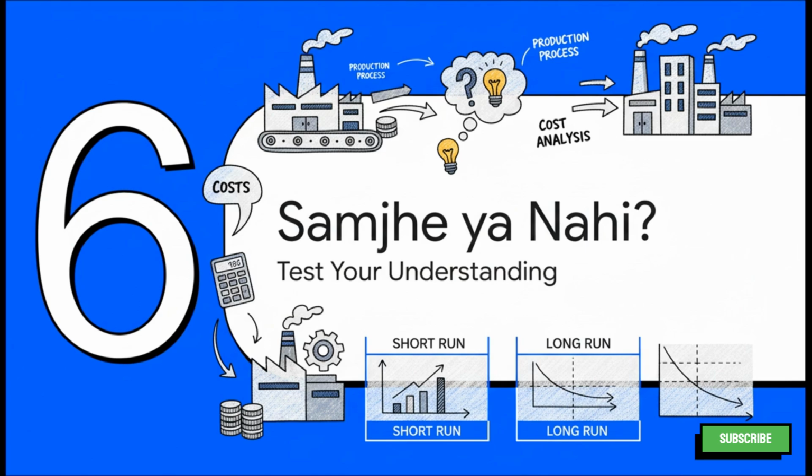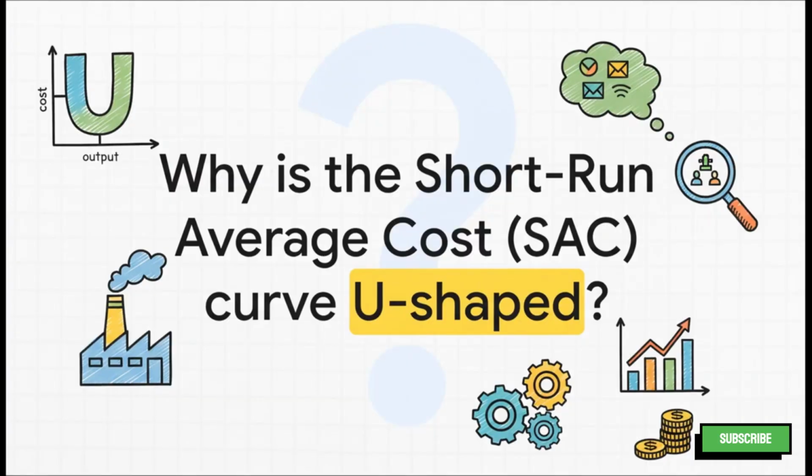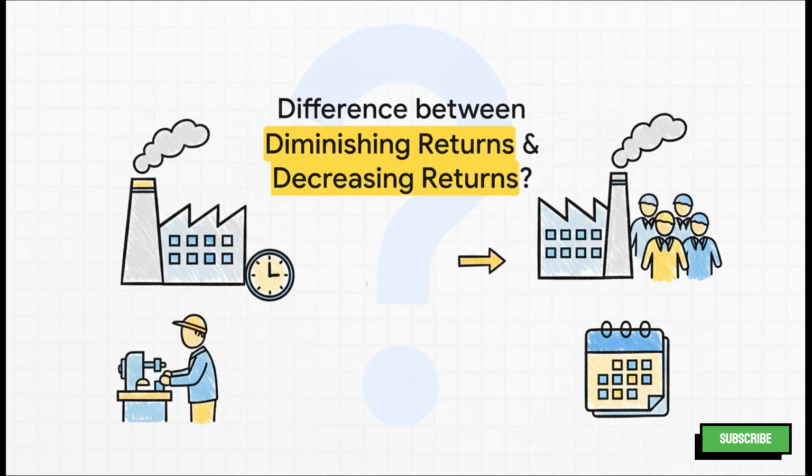Now, it's your turn. Let's see what you've learned. First question for you. Why is that short-run average cost curve, the SAC, almost always U-shaped? And what big economic law that we just talked about is it reflecting? Give it some thought. Okay, second question, the law of diminishing marginal returns and decreasing returns to scale. They sound kind of similar, I know. But what is the fundamental difference between them? I'll give you a hint. Think about the time horizon, and think about how many inputs are changing.